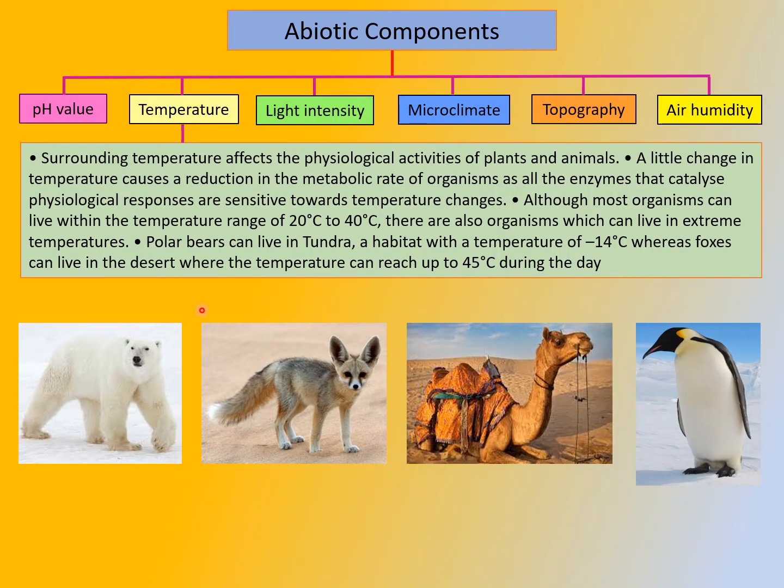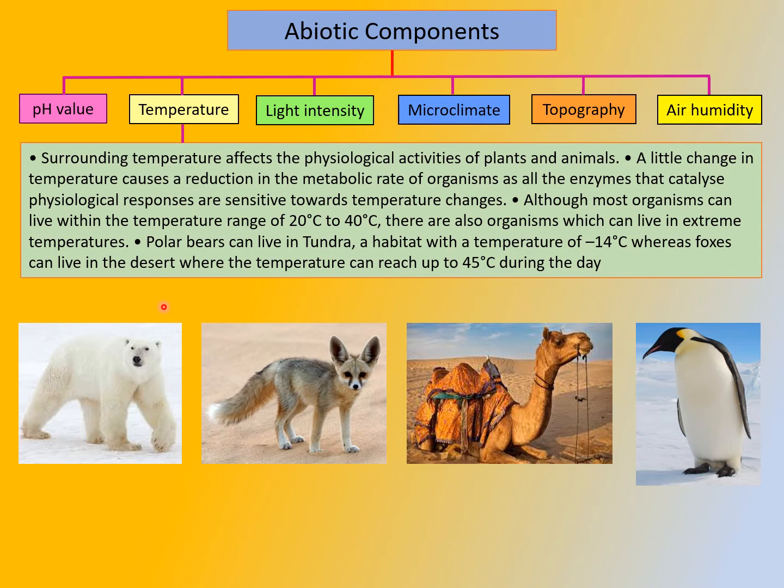Temperature. Surrounding temperature affects the physiological activity of plants and animals. A little change in temperature causes a reduction in the metabolic rate of organisms, as all the enzymes that catalyze physiological responses are sensitive to temperature changes. Although most organisms can live within the temperature range of 20 to 40 degrees Celsius, there are also organisms which can live in extreme temperature.